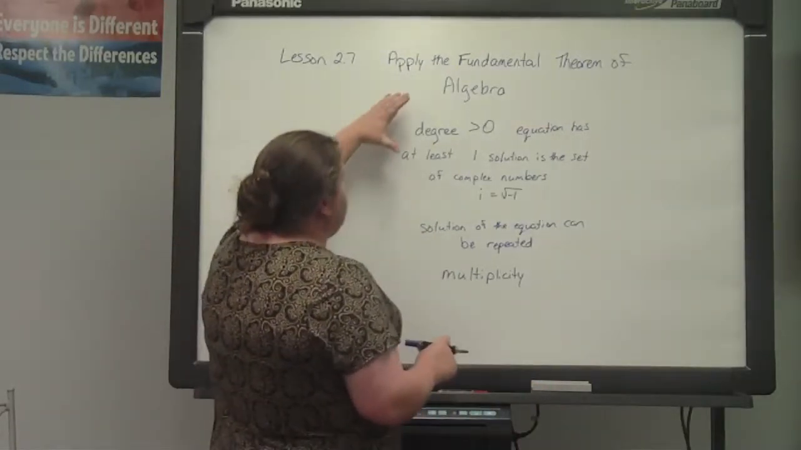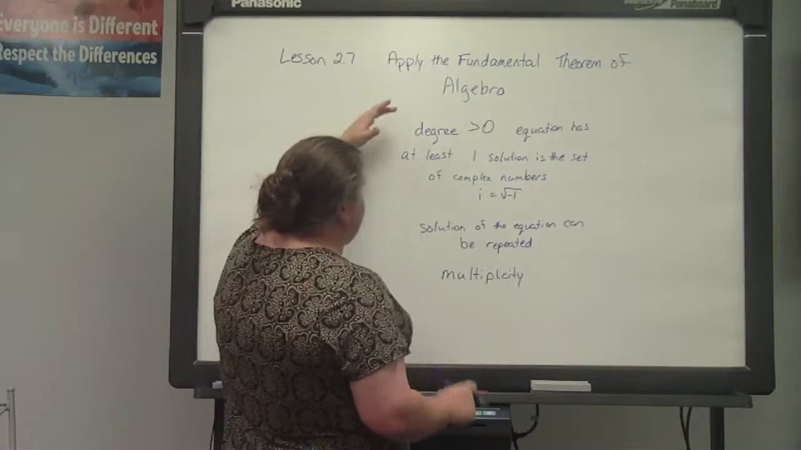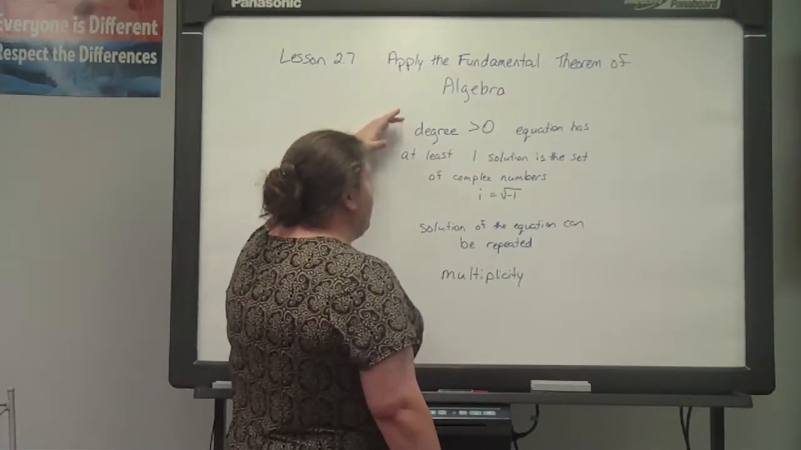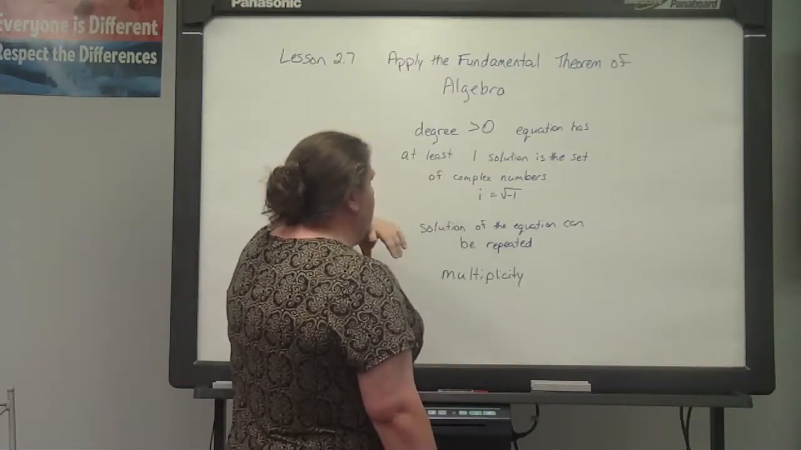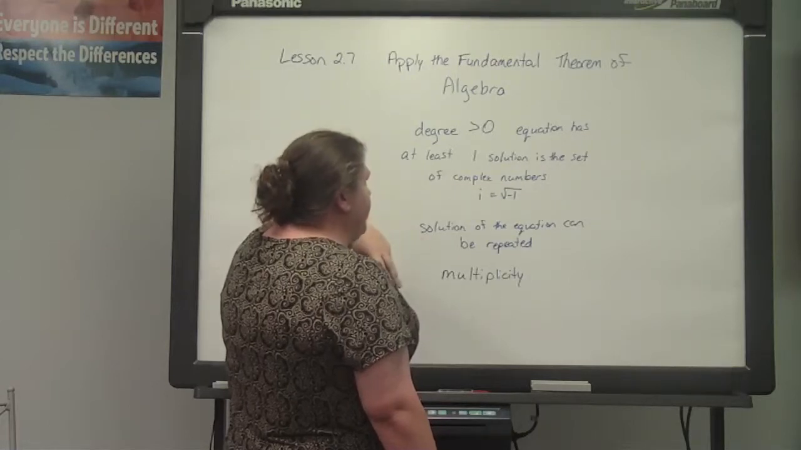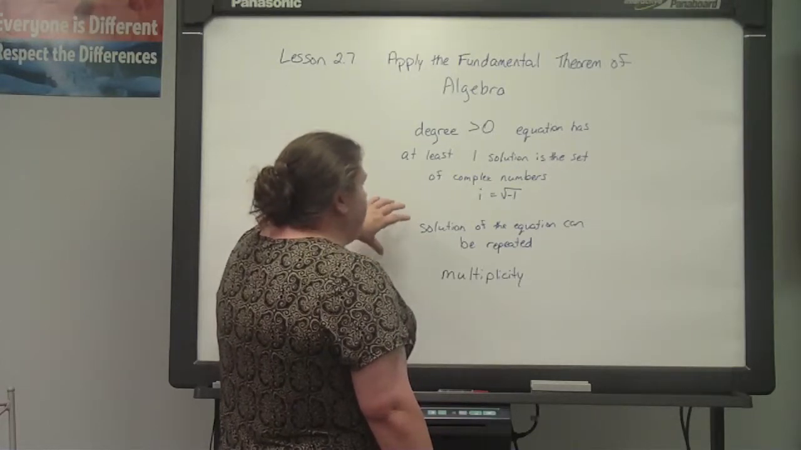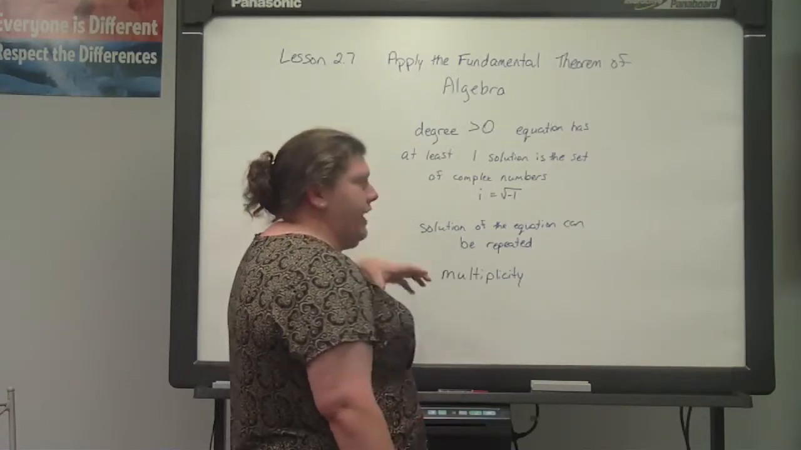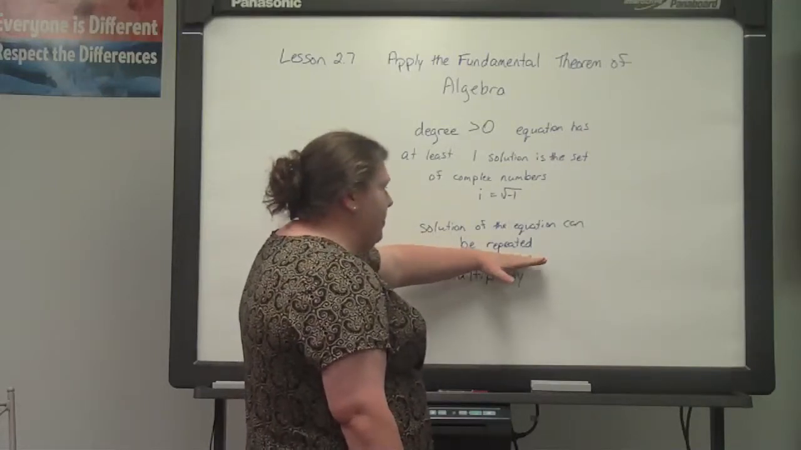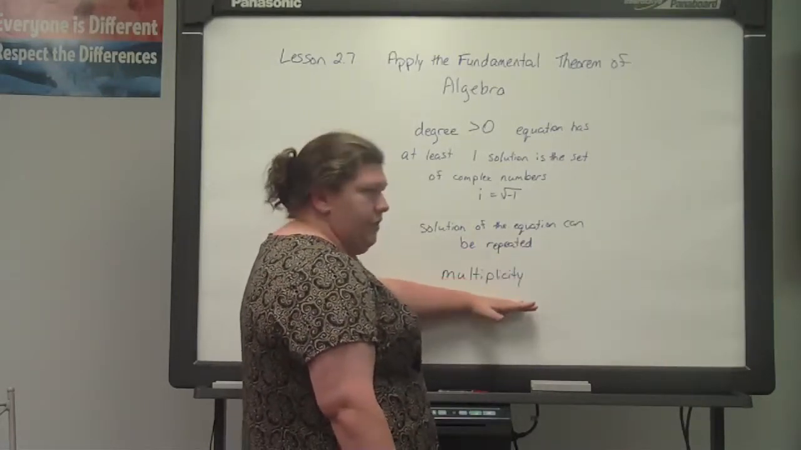So that is these two things: the degree greater than 0, the equation is going to have at least one solution in the set of complex numbers, and then again the solution of the equation can be repeated. It can say repeated, or it can say a multiplicity.